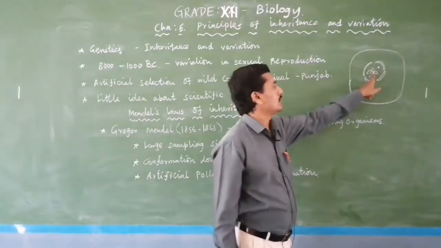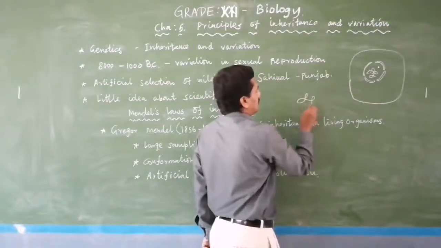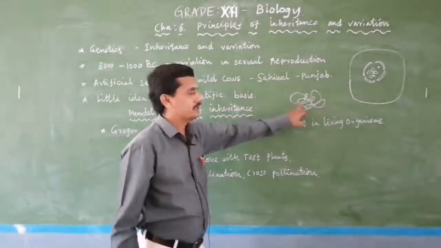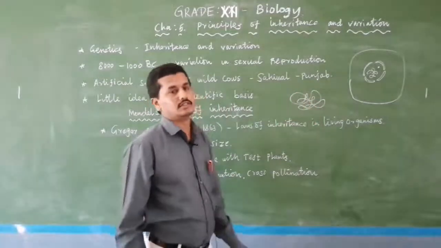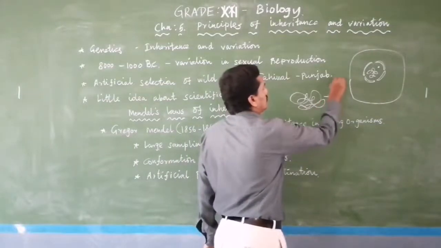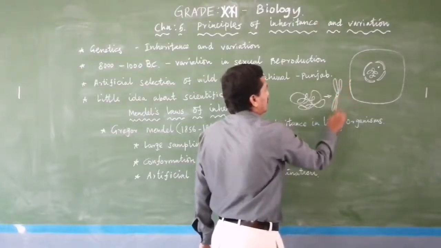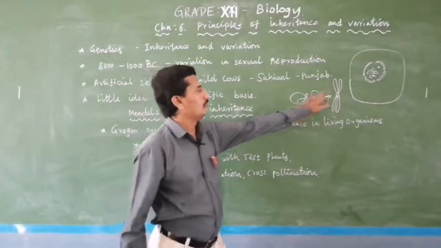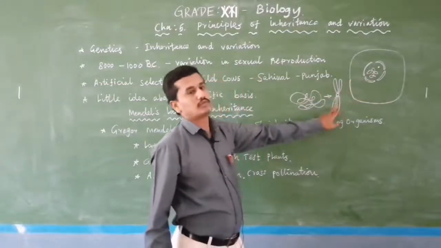This is the chromatin reticulum. This is an expanded view of the chromatin reticulum or chromatin thread. During mitosis, the chromatin thread slowly converts into chromosomes. This is a chromosome, which I already studied in 11th standard. The chromatin reticulum present inside the nucleus slowly changes into chromosomes.